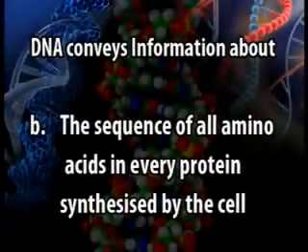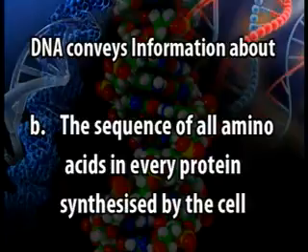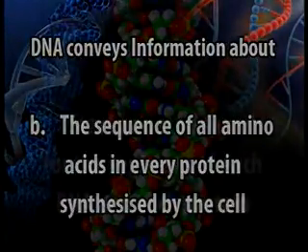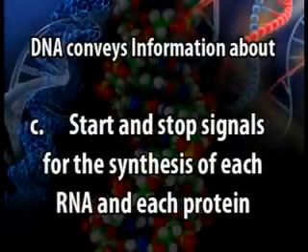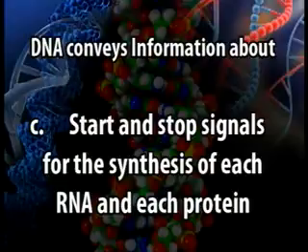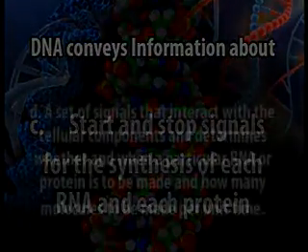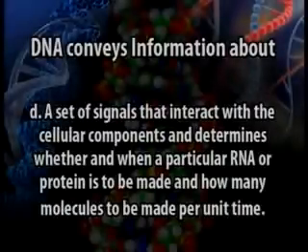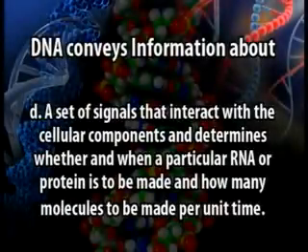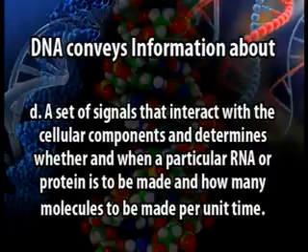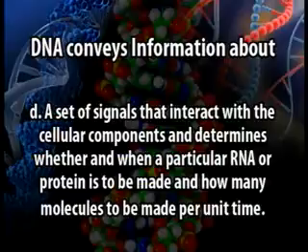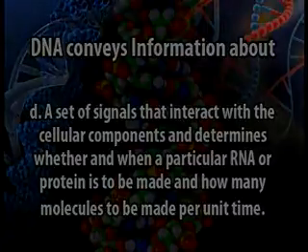It conveys information about the sequence of all amino acids in every protein synthesized by the cell. Then, the start and the stop signals of the synthesis of each RNA and each protein are contained in it. Then, a set of signals that interacts with the cellular components and determines whether and when a particular RNA or protein is to be made and how many molecules are to be made per unit time. This information is also there.